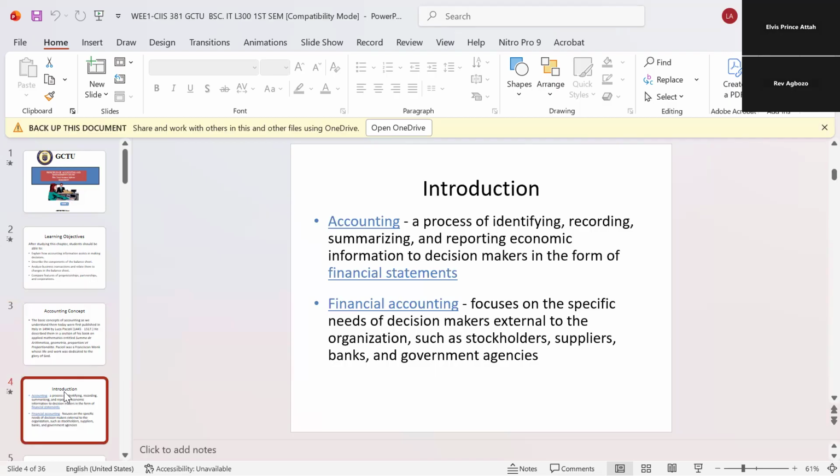Now, what then is accounting? Generally, when we talk about accounting, it's a process of identifying, recording, summarizing, and reporting economic information for decision makers to use in taking decisions. When we say economic information, we are talking about value. Information that leads to losing money or bringing in money.